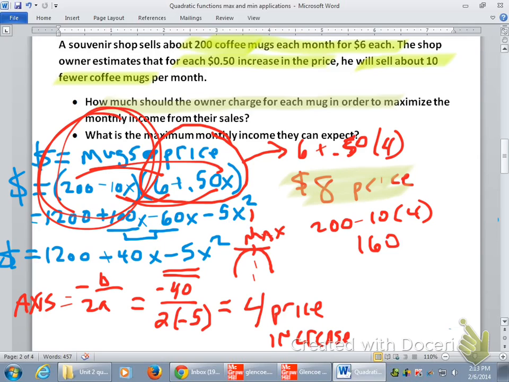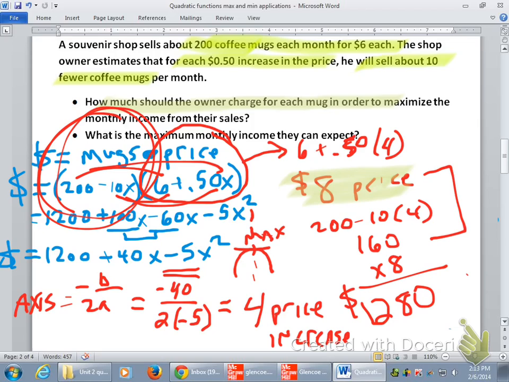Make it 12.80. So how do you figure out his income? This times that. So you got 160 times $8 a mug. What'd you say it was? 12.80. $1,280. $1,280. All right. And I believe that's going to be the end of that.